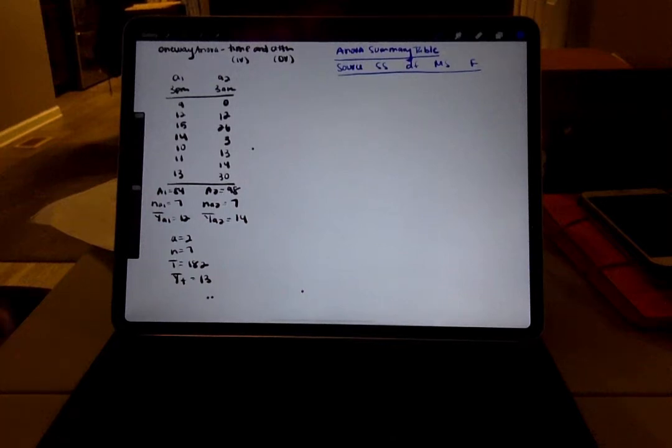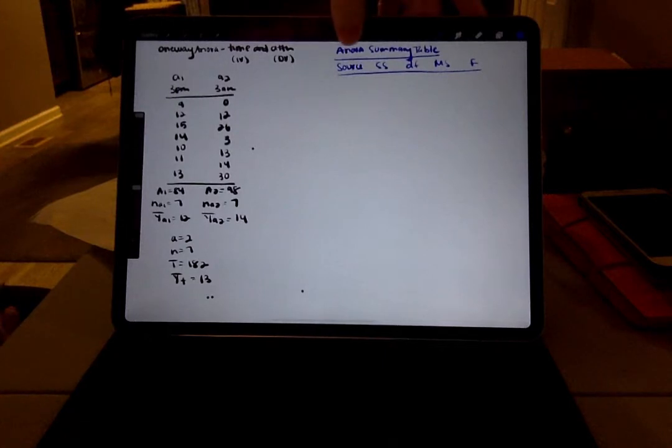This is part 3 of the complete one-way ANOVA, looking at the relationship between time and attention. In the second video, we made it through all of the calculations up to and including the F ratio. So we're going to start here with putting together our ANOVA summary table.